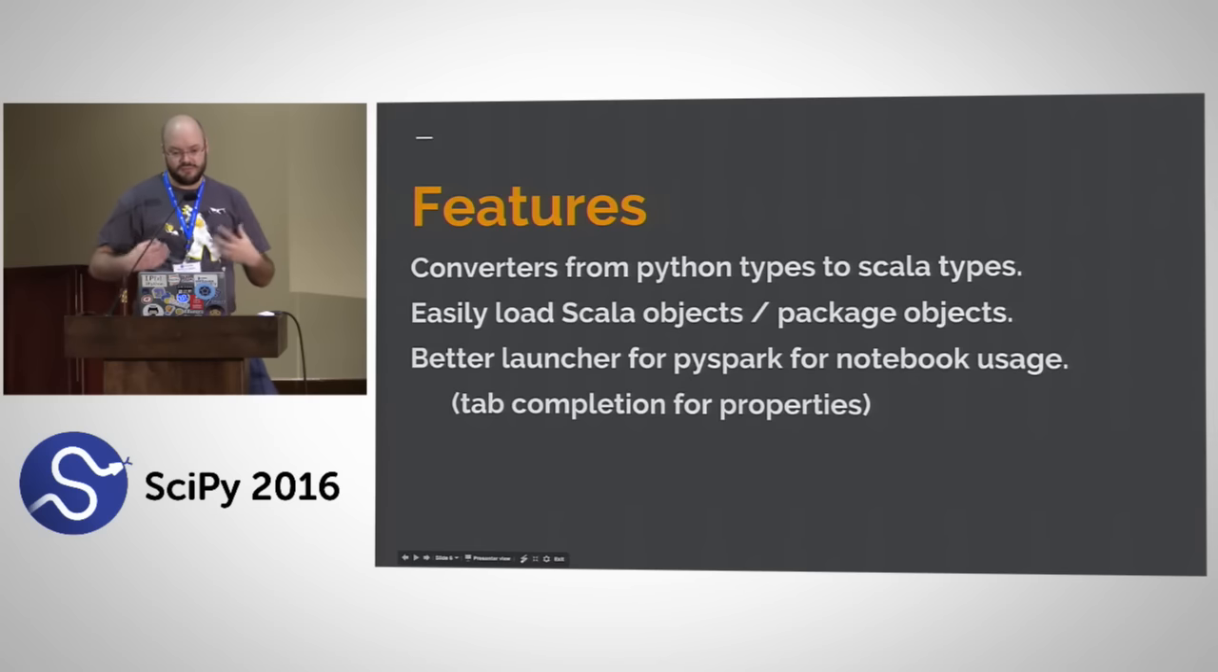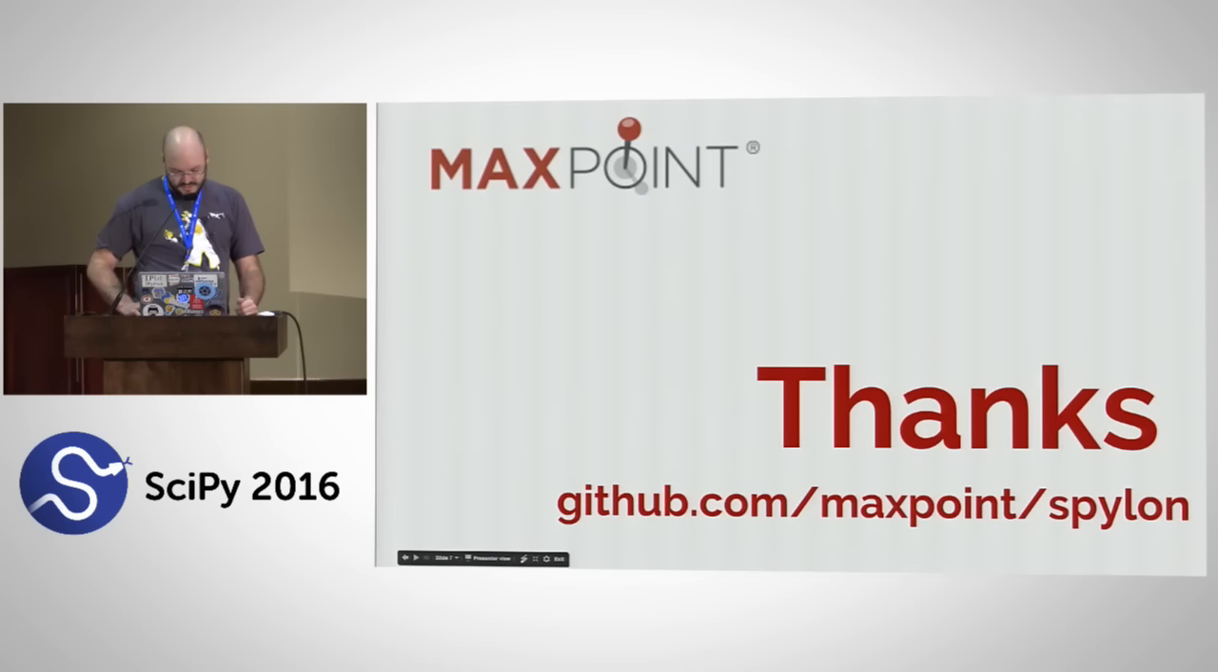Because this is heavily focused on Spark, it also provides a better launcher for PySpark inside notebook usages. Notably, it provides you with things like tab completion for Spark properties. Spark has something like 200 odd properties you can set that subtly change its behavior. And by default, you have to go read the documentation for all of that all the time. That's tedious. We're software people. We can just look it up in a dictionary and store that in a nice way.